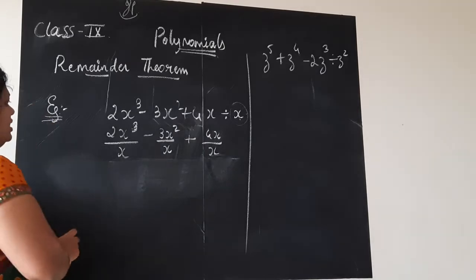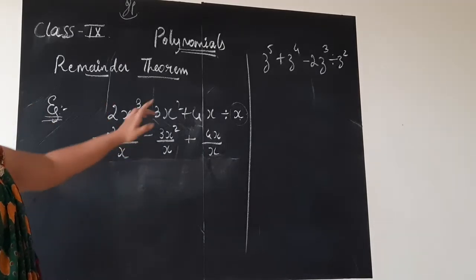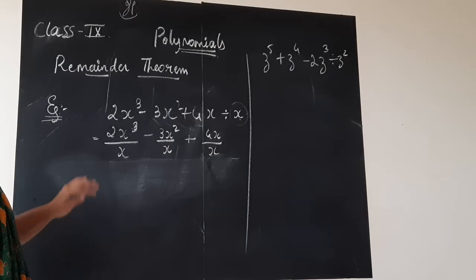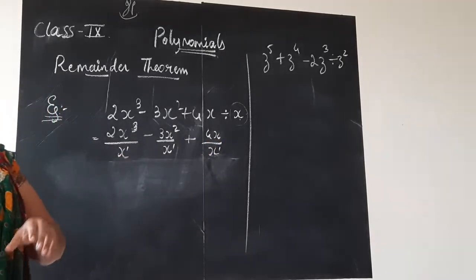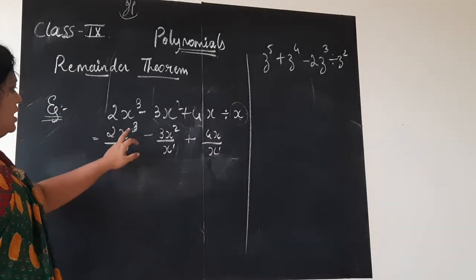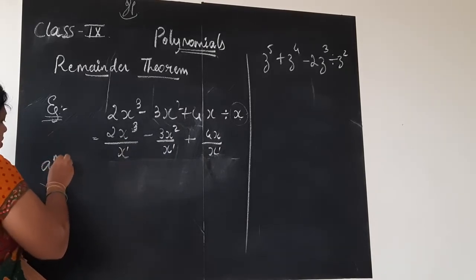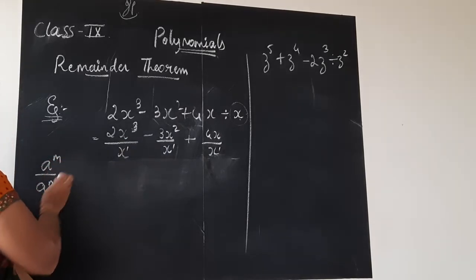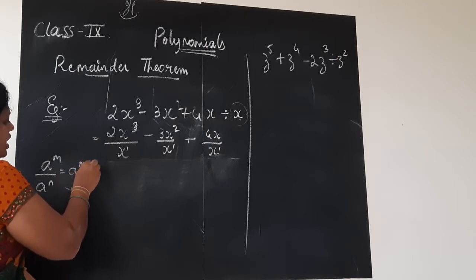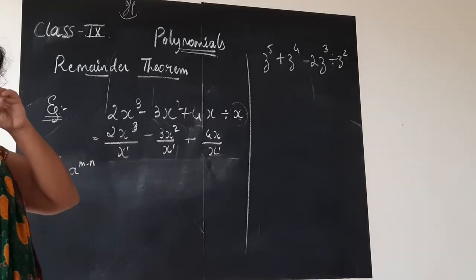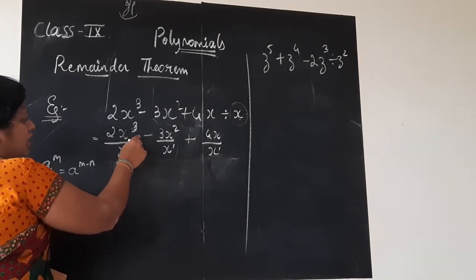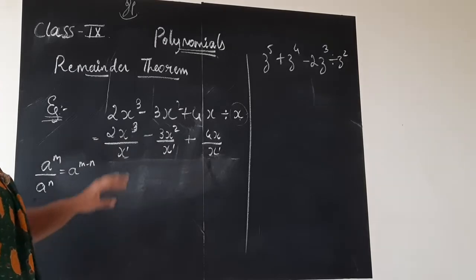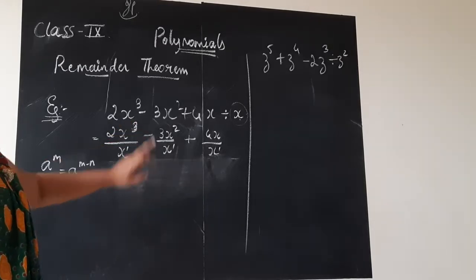Now we shall write this step like this. Each term I am dividing by x. In the law of exponents, x power 3 divided by x, with no power written on the x, means it is understood to be to the power 1. This is of the form a power m divided by a power n. What is a power m divided by a power n? It is a to the power m minus n. So if you have x cube by x to the power 1, it becomes x to the power 3 minus 1.